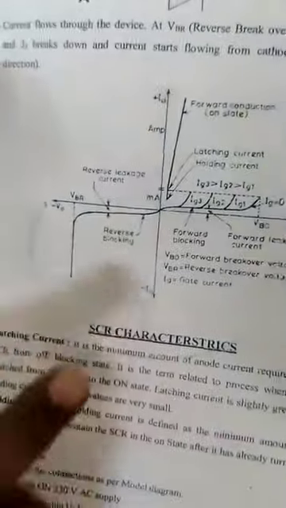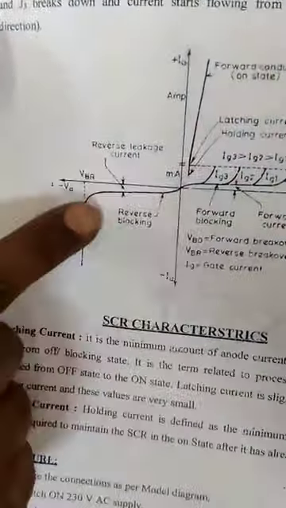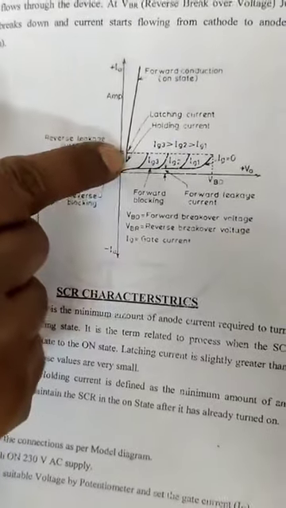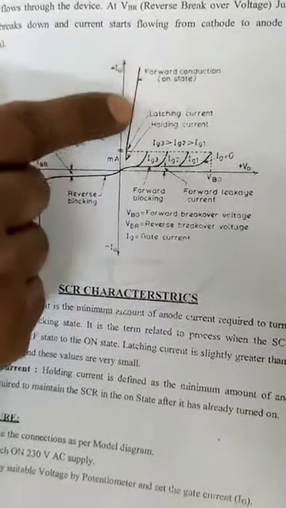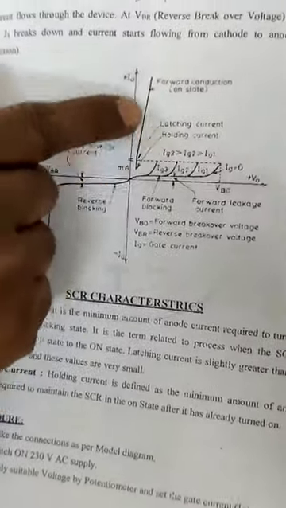So now lastly we have to see the characteristics, that is the main part of this experiment. Now see, this is the characteristics. In these characteristics we are now applying the gate current. These are the different gate currents, IG1, IG2, IG3. IG3 will be greater than IG2, and IG2 will be greater than IG1. You have also read this in theory. At this particular point we can say the SCR is conducted.